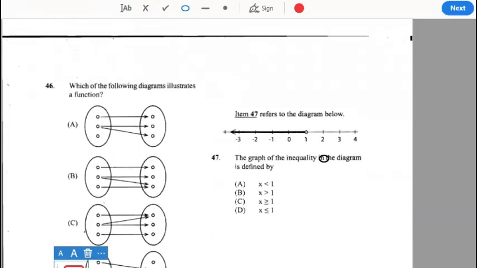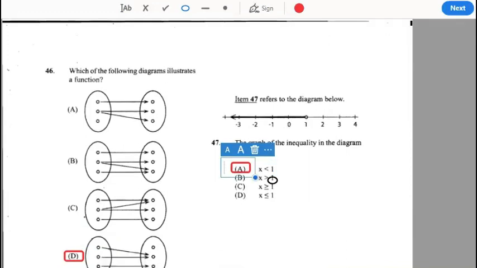The graph of the inequality in the diagram is defined by... So, guys, I need you to remember, when you see a dot that is empty like this, the inequality cannot read with an equal to sign. It cannot read with an equal to sign once the dot is empty. If the dot was full, meaning that it was completely black, that's the only time we'll have an equal to sign. So from that alone, I know that my answer cannot be C or D, and then based on the direction in which the arrow is going, all these numbers are less than 1. So x must read as being less than 1. So our answer is A.